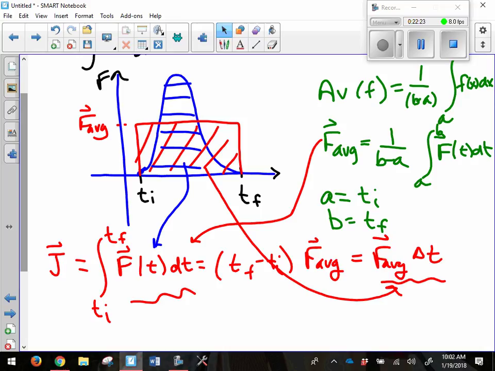And you might ask why I care. Well, sometimes, especially in physics, it's enough that I know what F average is. I don't need to know what happens to the F the entire time. I just need to know what the average value is, and that's enough for whatever I'm calculating.